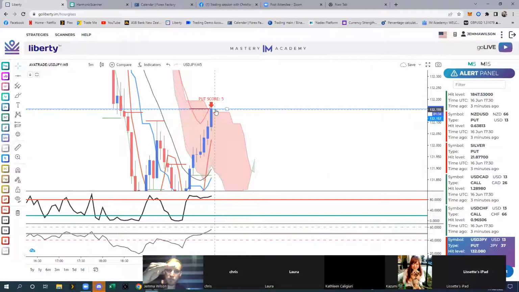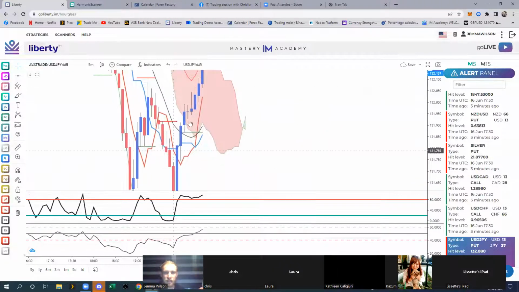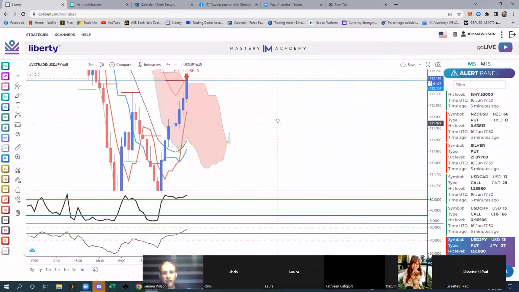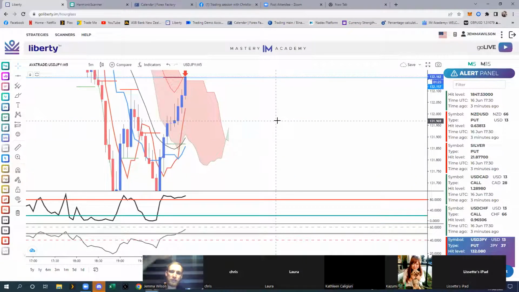The moment that it hit that resistance line, you could have done a 1 minute or maybe a 2 minute trade against the current trend, because the current trend is now heading back up, and you could have cleared that with just a little bounce.